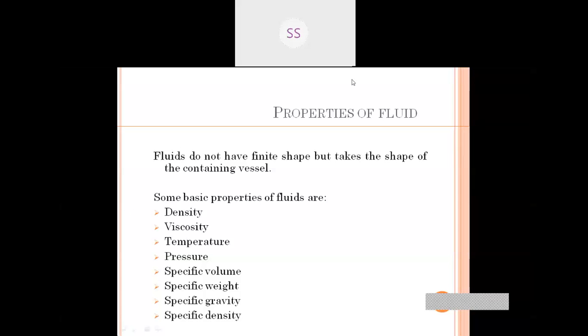So, ma'am, what is viscosity? Okay. Viscosity is the amount of resistance of the fluid to an applied force.